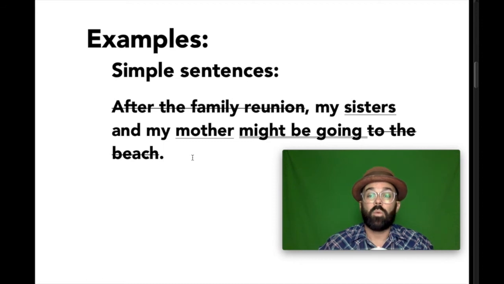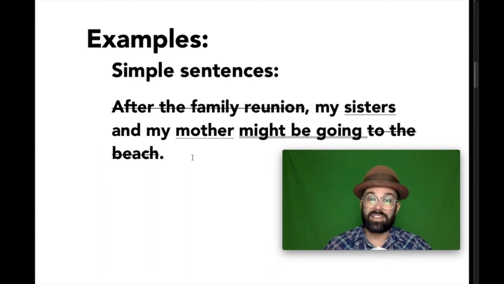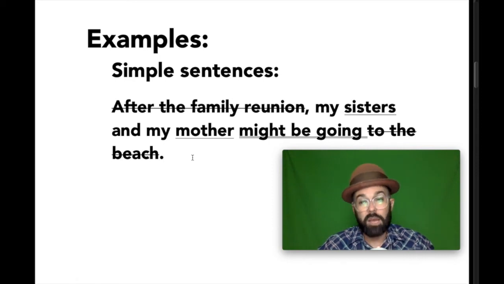And we see that while we do have two subjects, sisters and also mother, we have a compound subject, and we do have a verb phrase, this time with three verbs, might be going. We still just have one instance of that subject-verb agreement. The subjects, sisters and mother, are both connected to that verb phrase, might be going. And so once again, even though this sentence is pretty long, it's still considered a simple sentence because it just has the one compound subject and the one verb or verb phrase.